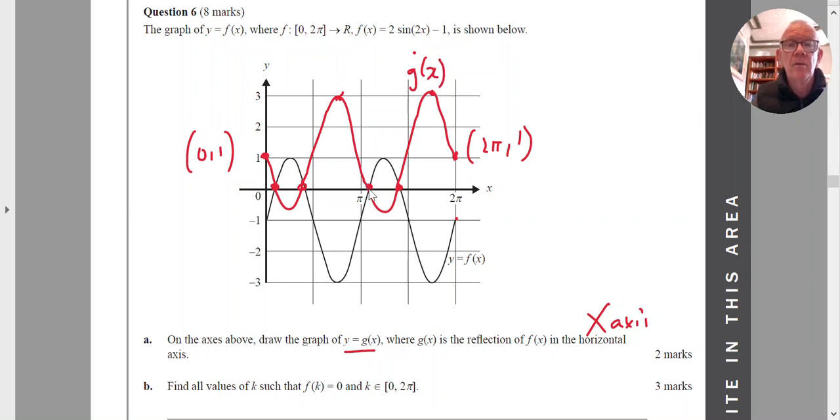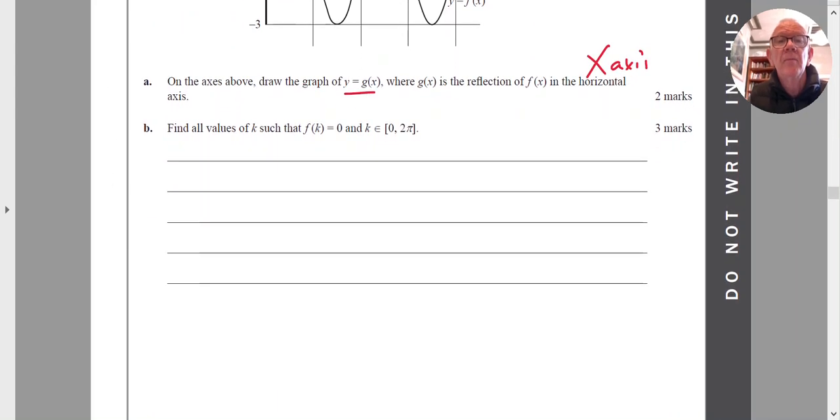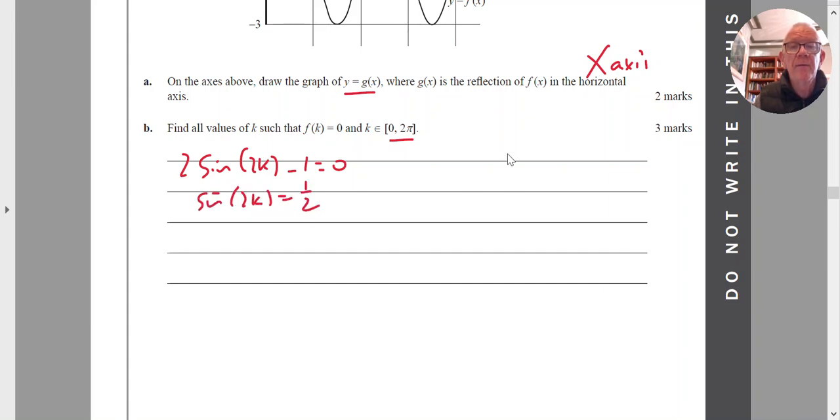That's pretty good. Okay. Part B says find all the values of k such that f of k equals 0. F of k equals 0, that's just finding the x-intercepts. So I've got 2 sine of 2x minus 1. I've got 2 sine of 2k minus 1 equals 0, where k goes from 0 to 2 pi.